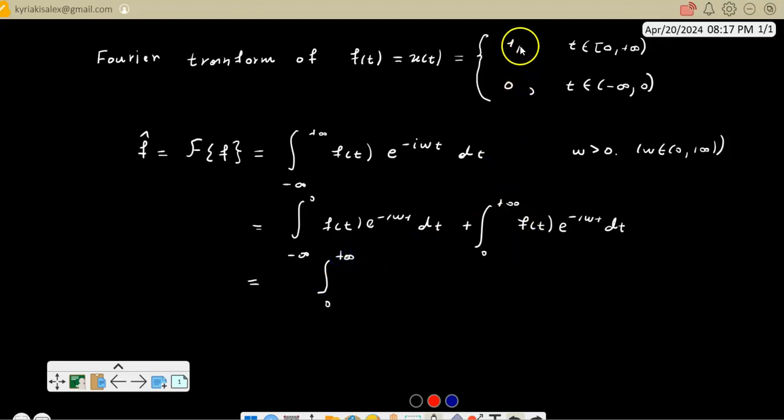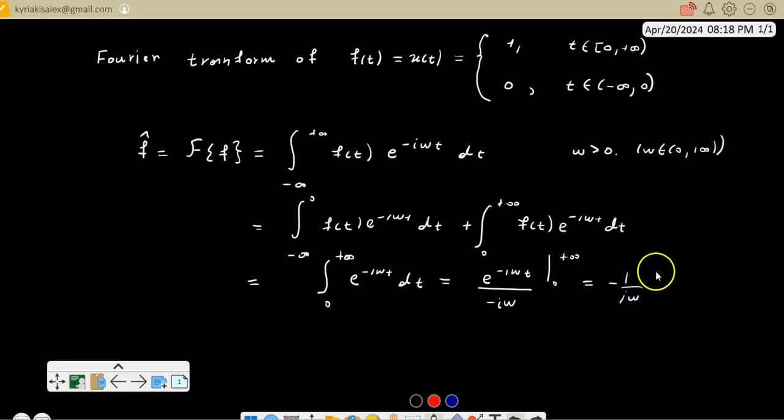From 0 to infinity, the function is constant, it is 1, and here we just write e to the minus i omega t dt. We can find this integral explicitly: it is e to the minus i omega t divided by minus i omega, evaluated from 0 to infinity. When t grows to infinity, this term goes to 0, and for t equal to 0, this is just 1, so we get that this is equal to 1 divided by i omega.